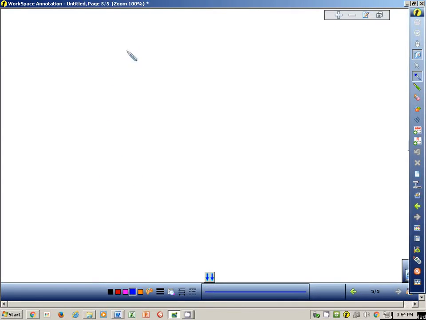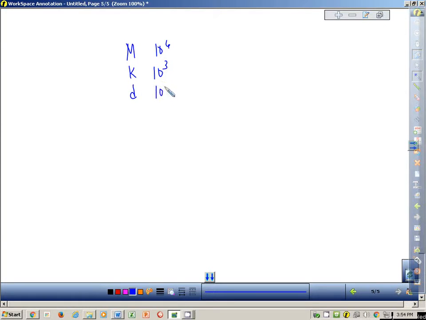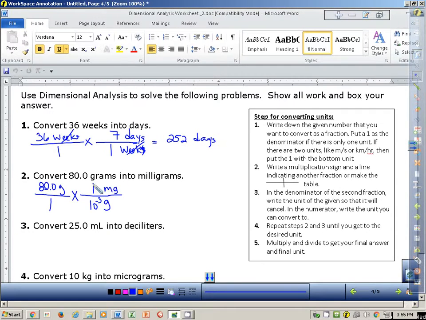But I've asked my students to memorize that mega is 10 to the 6th. Kilo is 10 to the 3rd. We went down to deci is 10 to the negative 1st. Centi, 10 to the negative 2nd. Milli, 10 to the negative 3rd. And then I've asked my class to do micro, 10 to the negative 6th. Nano, which is 10 to the negative 9th. And pico, which is 10 to the negative 12th. So you basically just have to stick those in your head and keep them there in order to be able to come back over here and write your conversion factors.